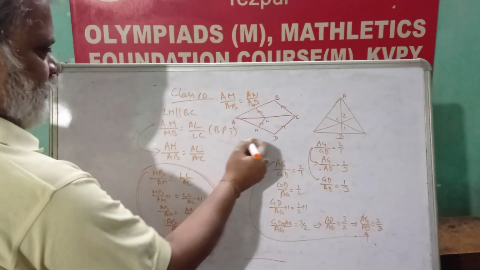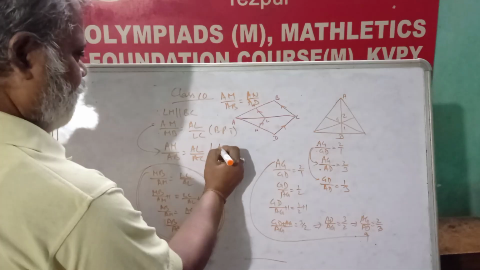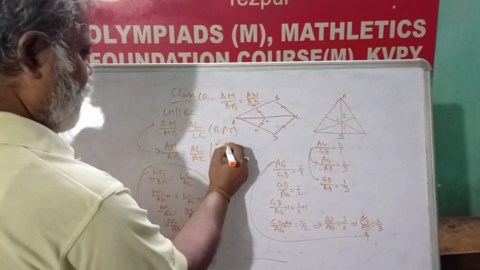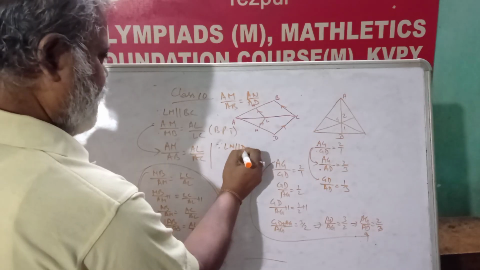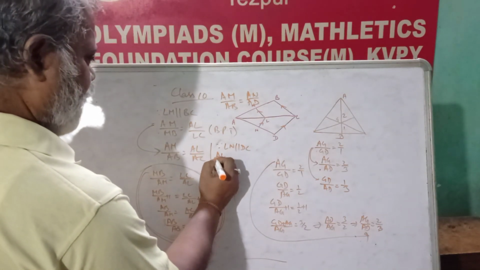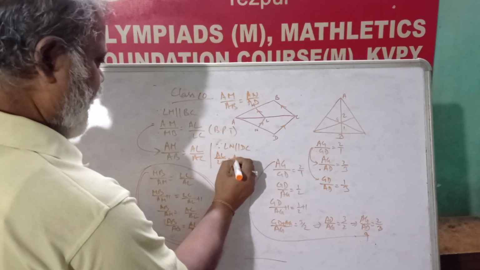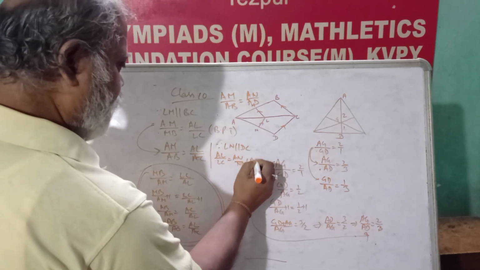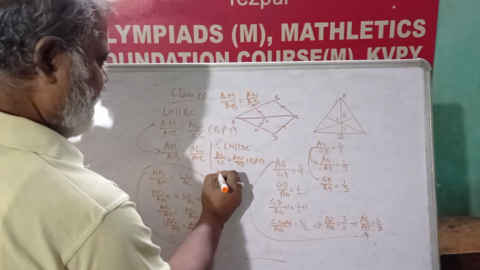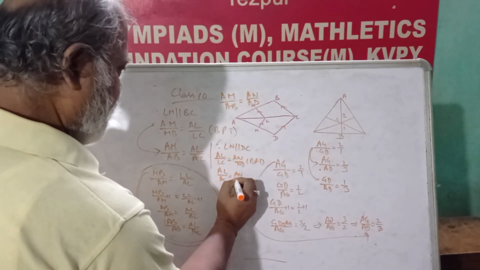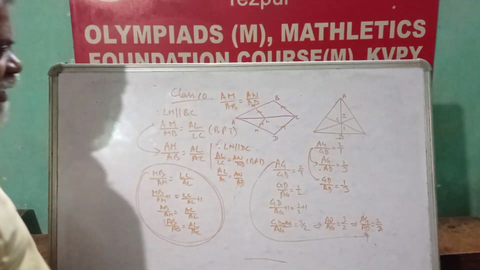So similarly here again, since LN is parallel to DC, from BPT, AL by LC is equal to AN by ND. This is from BPT. And now from here you can directly write AL by AC is equal to AN by AD. This you can directly write here.